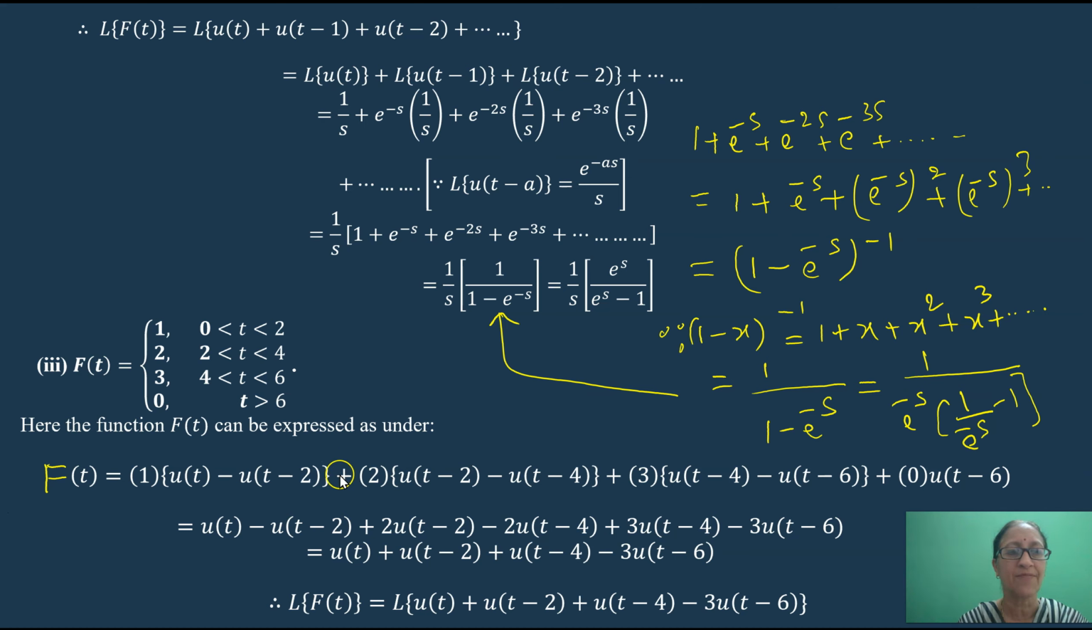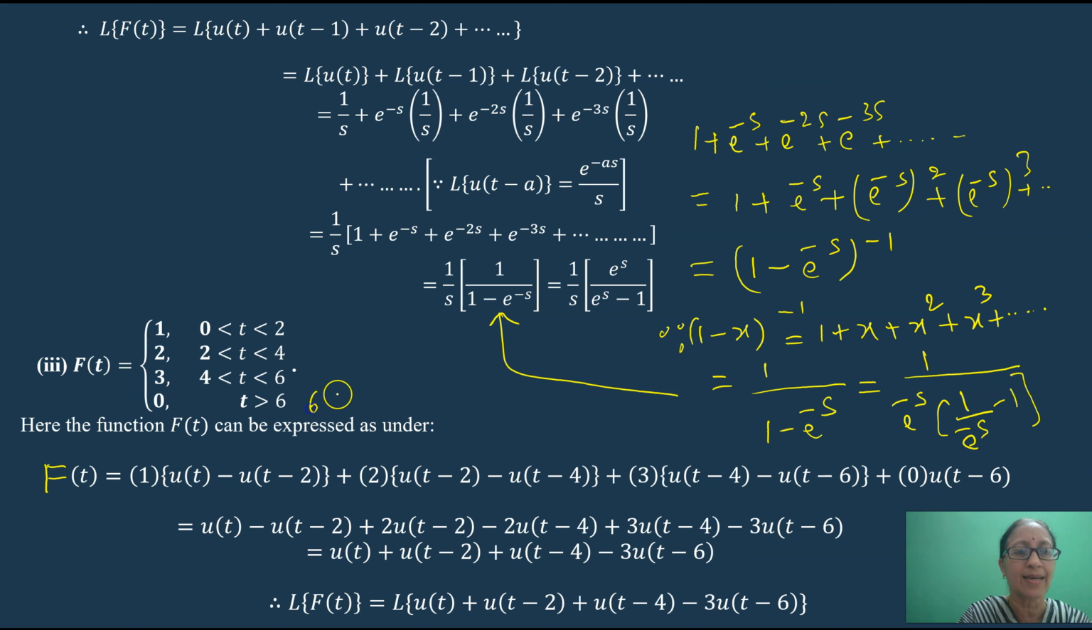So here capital F of t can be expressed as 1 into, here lower limit, that is 0, that's why u of t minus 0 minus u of t minus 2 plus 2 into u of t minus 2 minus u of t minus 4 plus 3 into u of t minus 4 minus u of t minus 6 plus 0 into u of t minus 6, because 6 is less than t. That's why here you get 0 into u of t minus 6.